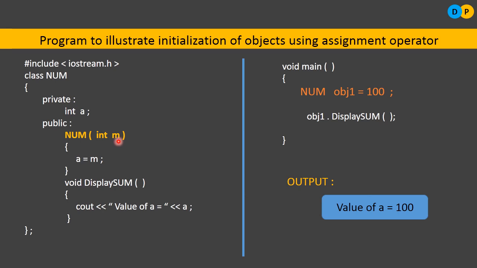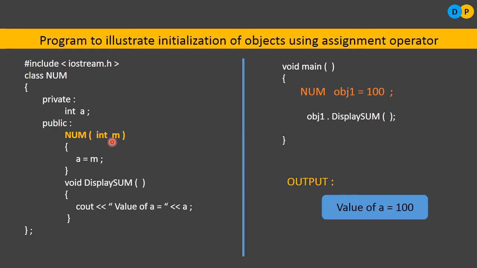Using this argument m, we are assigning the value of argument m to the data member A. So A is equal to m. The user will pass some value, and that value will be initialized to the data member A. Next, void display sum. Using this member function, we will display the value of the data member A. So cout value of A is equal to A. Next, within the main function, we create an object for the class num. For that class, we create the object obj1. Obj1 is equal to 100.